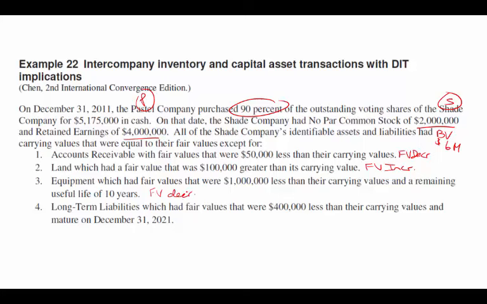And long-term liabilities, which had fair values $400,000 less than their carrying values and mature on December 31st, 2021. So because this is a liability, even though the fair value is less than the book value, that gives us a fair value increment. Also important to point out, we've been told a useful life for equipment. We've been told a maturity date for long-term liabilities, both of which will help us determine the amount of fair value amortization we're going to take each year. So all four of these bullets are here to help us with our fair value increment and decrement calculations.